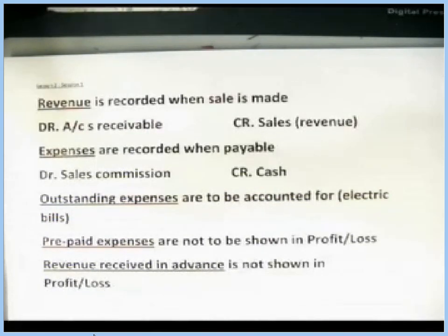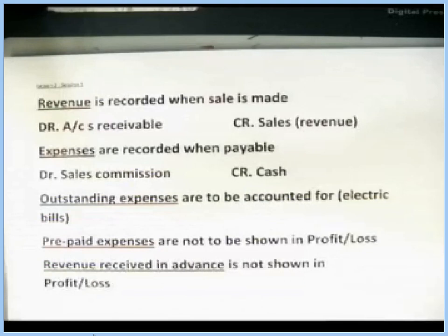If a revenue has not fallen due, you cannot take it into income. If an expenditure has not fallen due, you cannot show it in your expense account. That is the reason why prepaid expenses are not shown in the profit and loss account. Prepaid expenses are expenses which are paid in advance. These cannot be shown in the profit and loss account. Similarly, any revenue which is received in advance is not shown in the profit and loss account until the sale is made or the service is provided. And outstanding expenses are to be accounted for. This is the accrual concept.